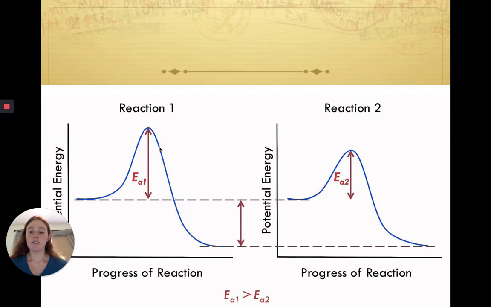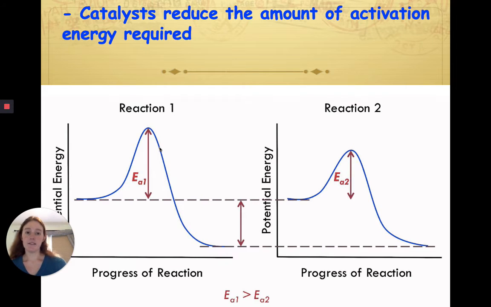Okay, here's another example with a catalyst. We know that catalysts, again, reduce the amount of activation energy. So here's the same reaction. The left picture, reaction 1, is without a catalyst. So if you look at this, you can see there's a large amount of activation energy needed. If you look at reaction 2, this is the one with a catalyst, and there's not as much activation energy needed for that one because we were able to use that catalyst.